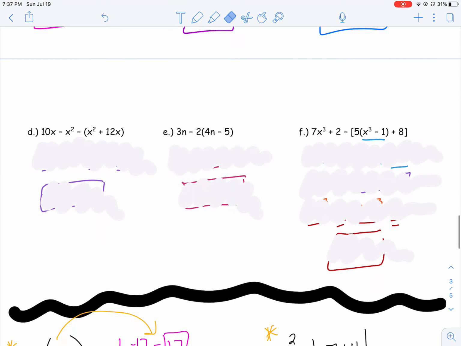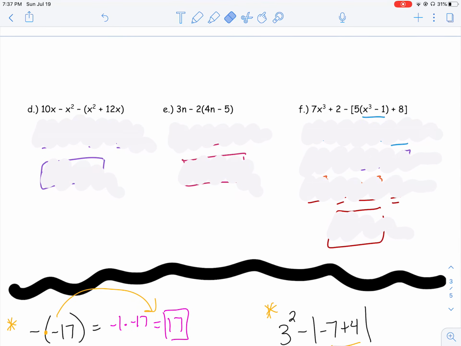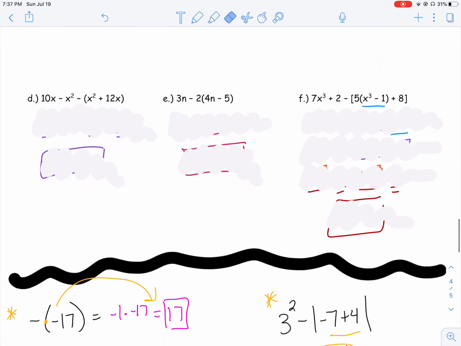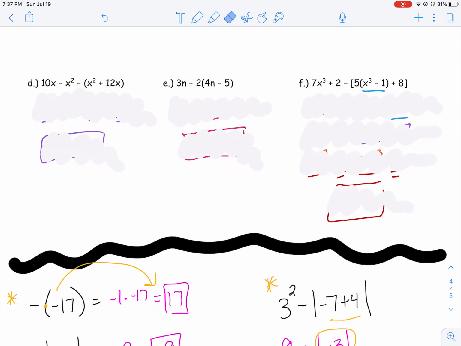All right, let's do a few more. We're almost done here. Look at example number, what is this, 9D. Maybe you can pause the video and try a few of these on your own, making sure that you distribute and then combine like terms.